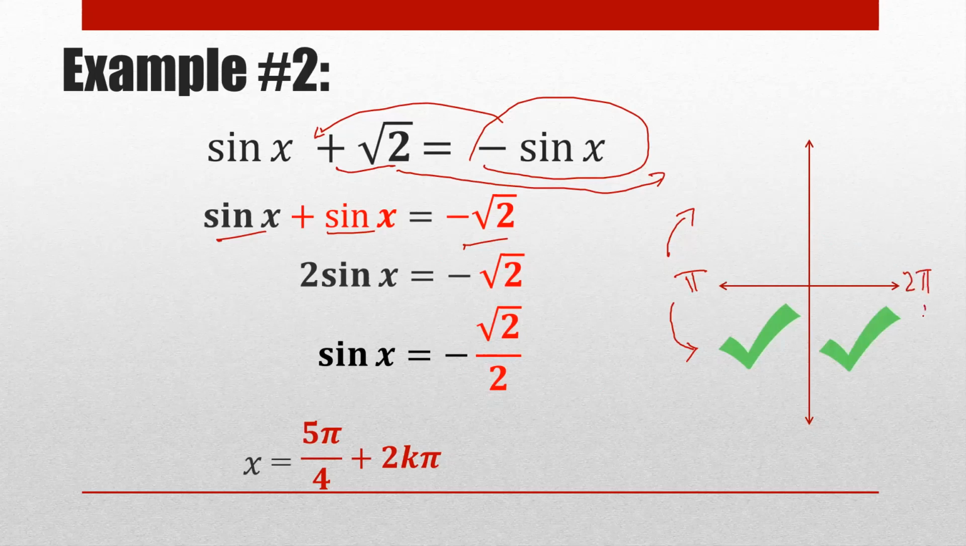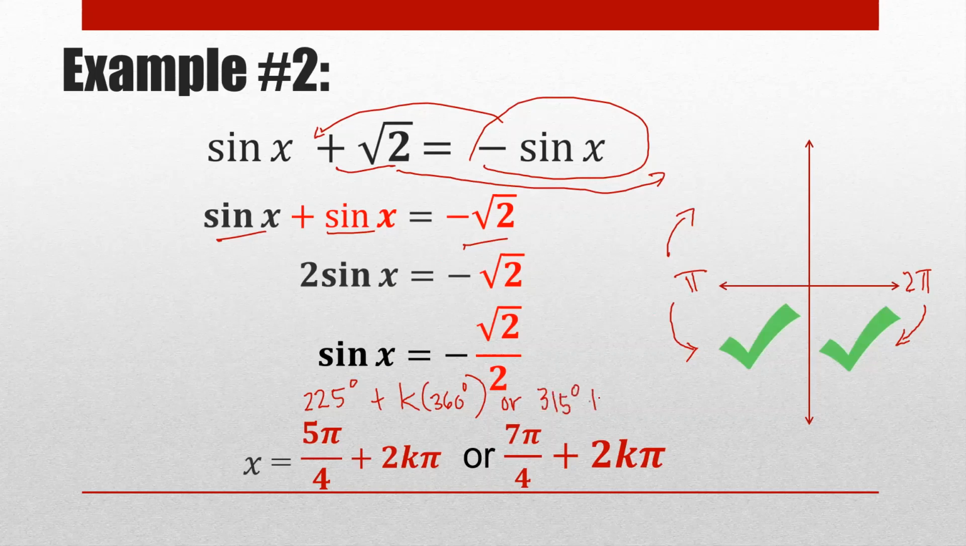Para pakarating ka sa fourth quadrant, pa-subtract o pa-add. Should be pa-subtract kasi nagka-clockwise ka. No? So 2 pi minus pi over 4 will be 7 pi over 4, again plus 2k pi to take care of the coterminal angles. Okay, so in degrees, this will be what? 180 plus 45 is 225 degrees plus integral multiple of 360 degrees. Or dito naman 360 minus 45, that would be 315 degrees plus integral multiple of 360 degrees.